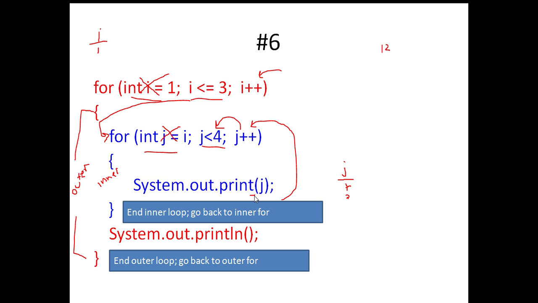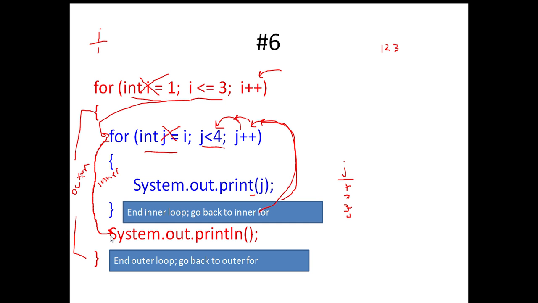And again, since print doesn't have print ln, it stays on the same line, and inner loop, go back to the inner for, and so we increment j to 3, and then you test, and it is less than 4, so you go back in and print j again. This is the end of the inner loop, go back to the inner for, increment j, becomes 4. 4, however, in the test is no longer less than 4, so we jump out of the loop, or kick out of the inner loop.